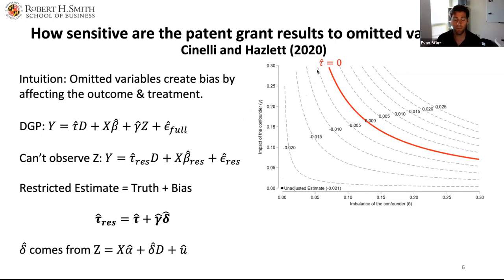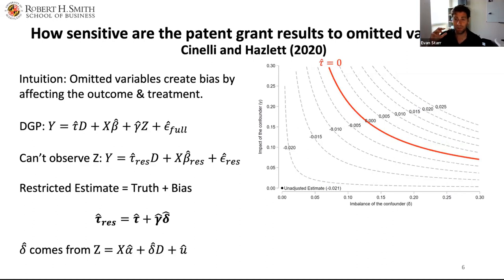Okay, and so maybe what you really care about here is this: if the truth is zero, then what you would need is for delta and gamma to be such that you end up on this red line. So for example, if your delta was 0.15, then you would need approximately a gamma of 0.15 in order to kill your point estimate. So you estimate negative 0.021, but if gamma was 0.15 and delta was 0.15, you'd get that the truth was really zero and you're being biased.